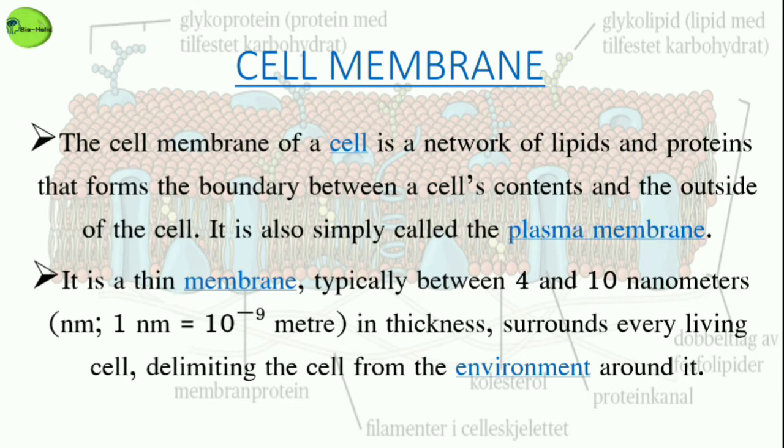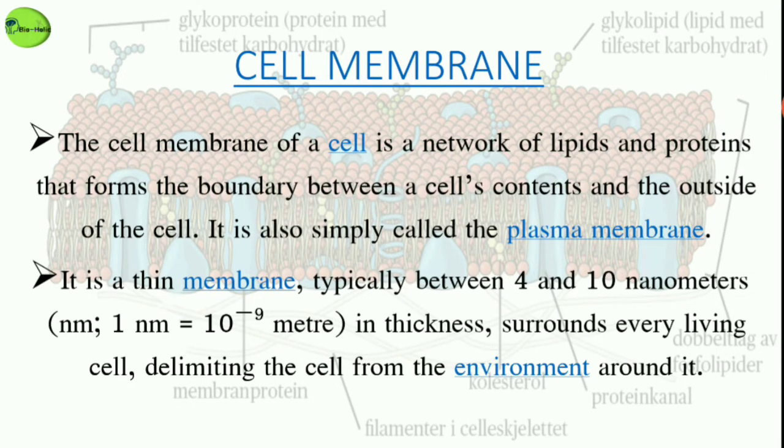The cell membrane of a cell is a network of lipids and proteins, mainly lipids and proteins, that forms the boundary between the cell's contents and the outside of the cell, or you can say the extracellular fluid. So it is also simply called the plasma membrane. This cell membrane is typically between 4 to 10 nanometers in thickness and surrounds every living cell, delimiting the cell from the environment around it. Now we will go directly to the structure of the cell membrane.